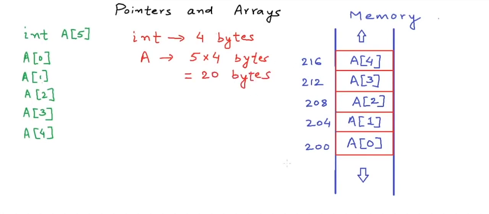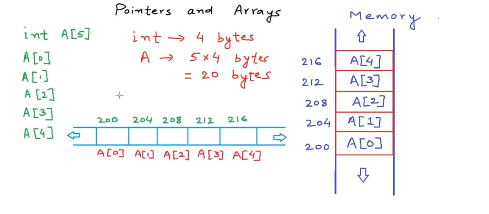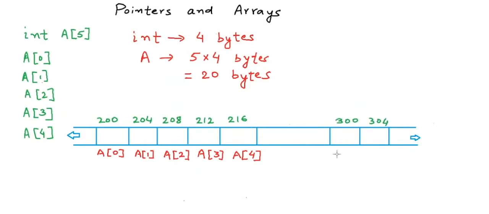We are only showing the section of the memory in which a is stored. Sometimes we also show the memory horizontally, something like this. From left to right we increase the address, but these two representations are just for the sake of understanding. Let's use the horizontal representation of the memory. This time I'll show this memory extending a little more towards the right so that I can accommodate a couple more variables.